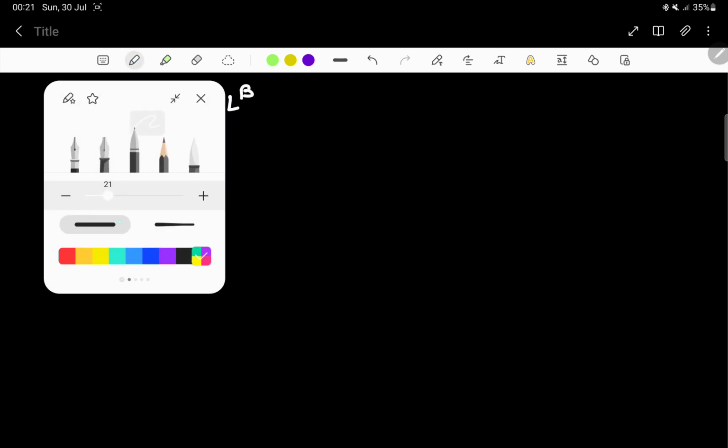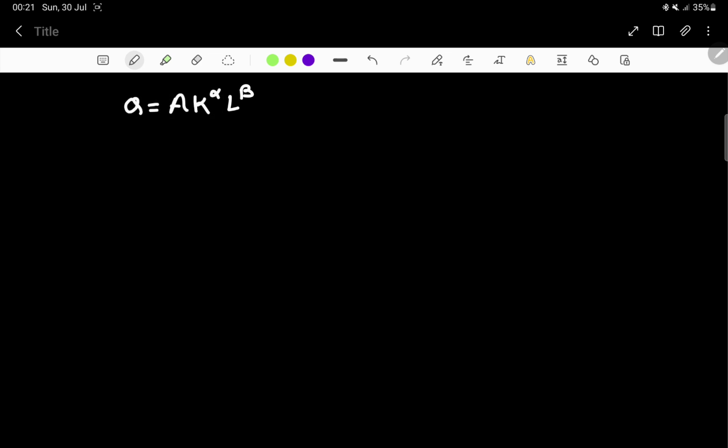In this session, we will be looking into how to calculate the elasticity of substitution for the Cobb-Douglas production function. So I will start with the Cobb-Douglas production function. It is written as Q = A K^α L^β. Then we can see how we can derive the elasticity of substitution.